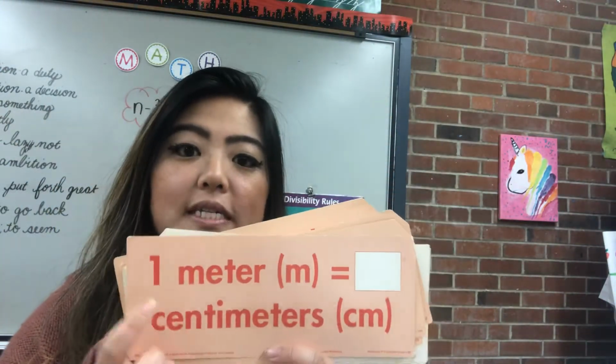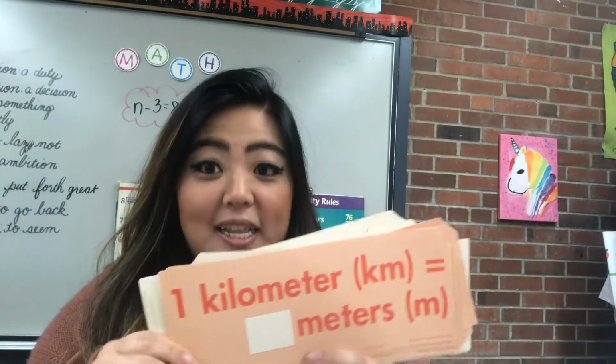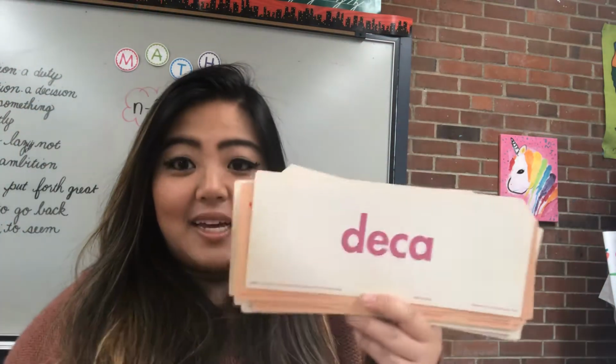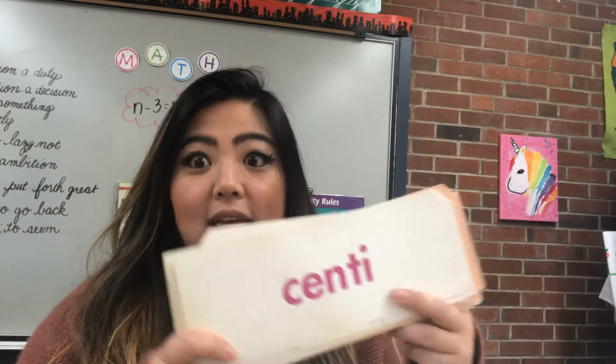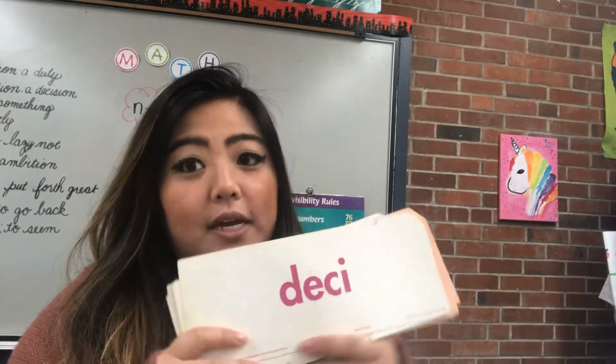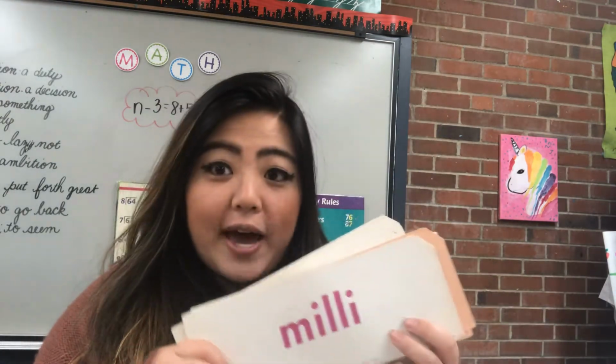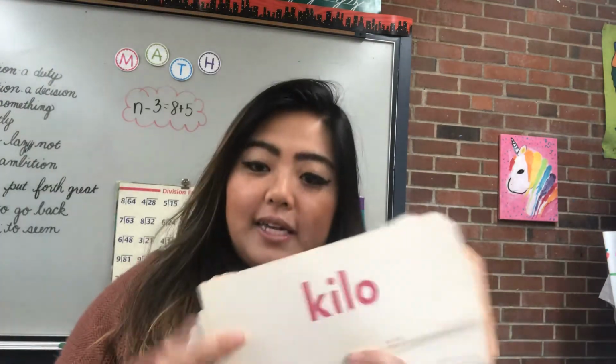It takes 100 centimeters to make 1 meter. Hecto is 100. Kilo is 1,000. Deca is 10, like a decade. Centi, cents, 1/100th or 0.01. Deci, 1/10 or 0.1. Milli, 1/1000th or 0.001. Hecto is 100 and kilo is 1,000. I hope you did well with those, and I bet you did.